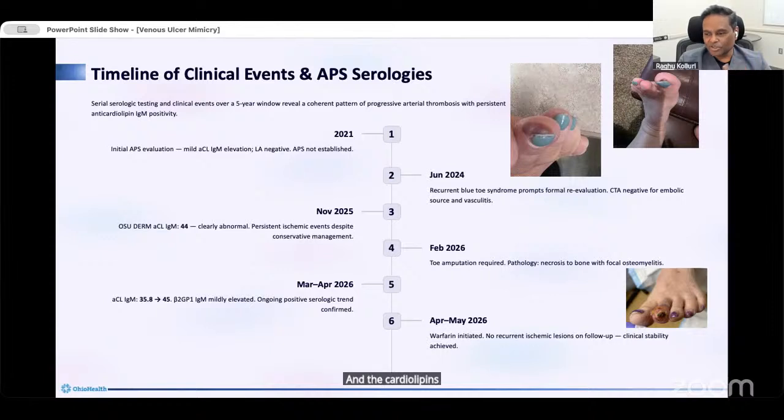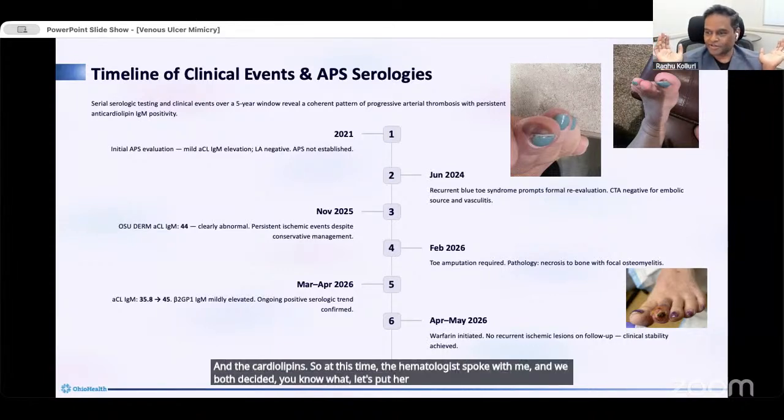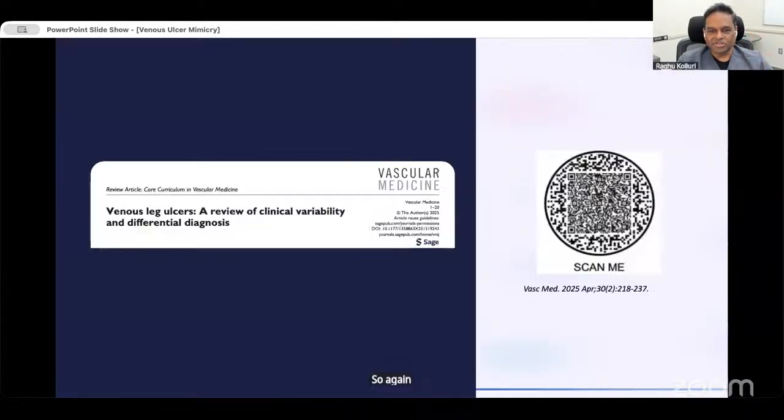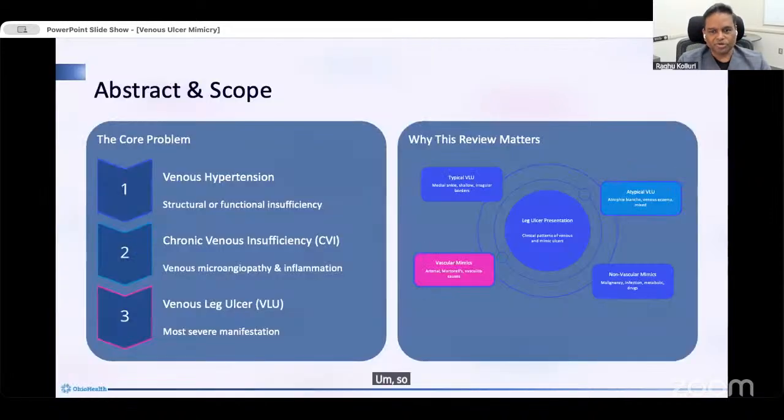So at this time, the hematologist spoke with me, and we both decided, you know what, let's put her on warfarin and see what happens. Stop the Eliquis. She has remained stable. No events. Otherwise, she was just getting these ischemic events, but it all started with a venous ulcer. So again, these two cases just basically show how it may present as a venous ulcer, but it could be a lot of many different things. So this is the paper.